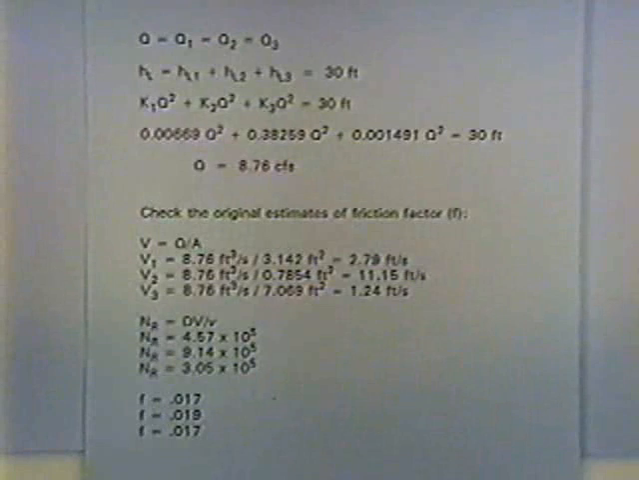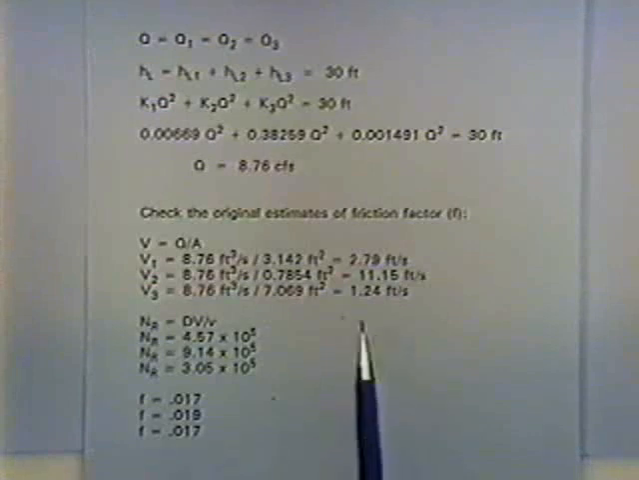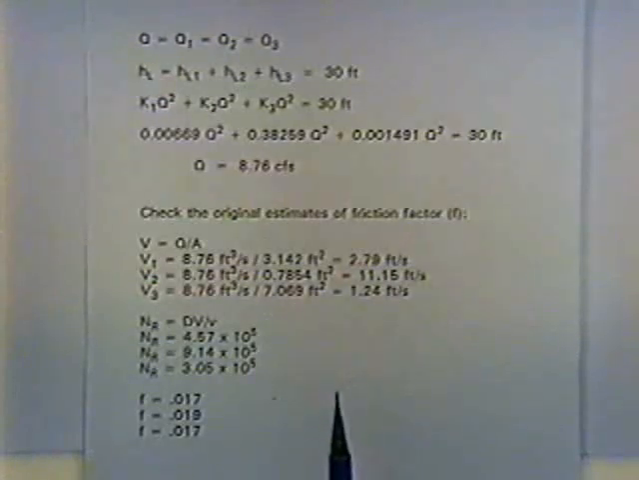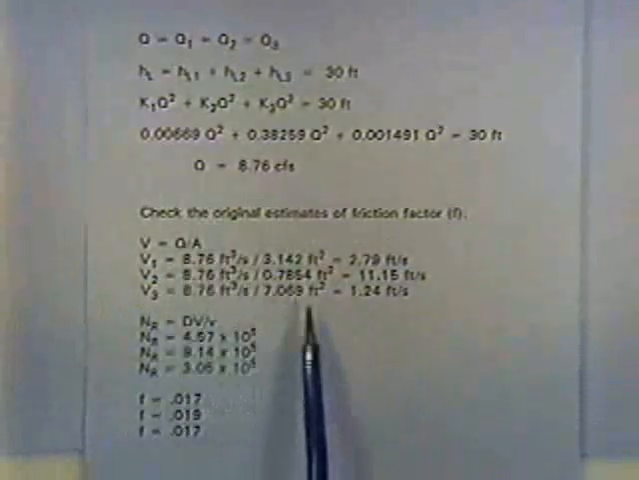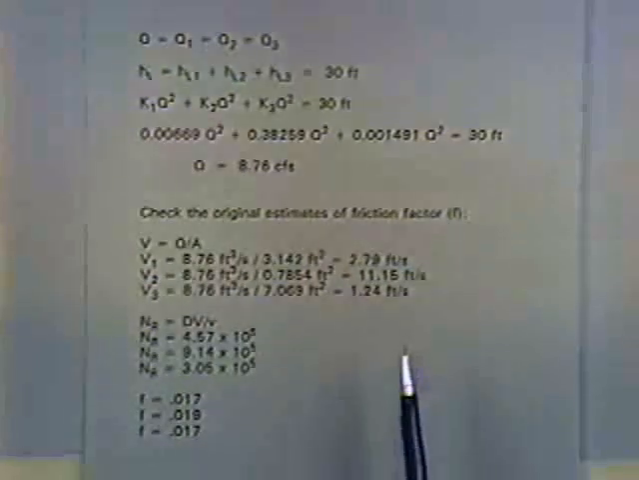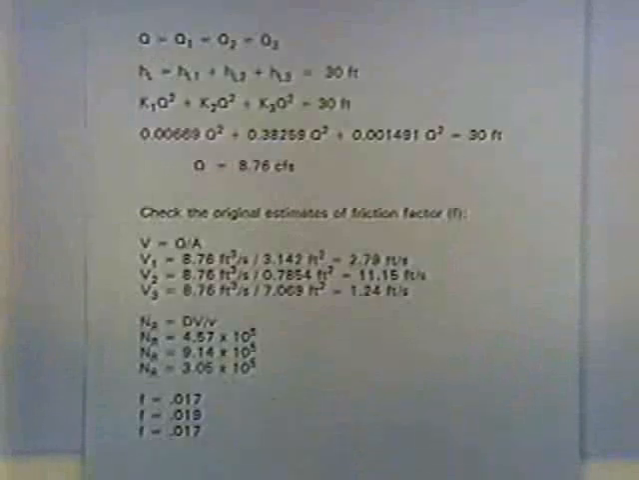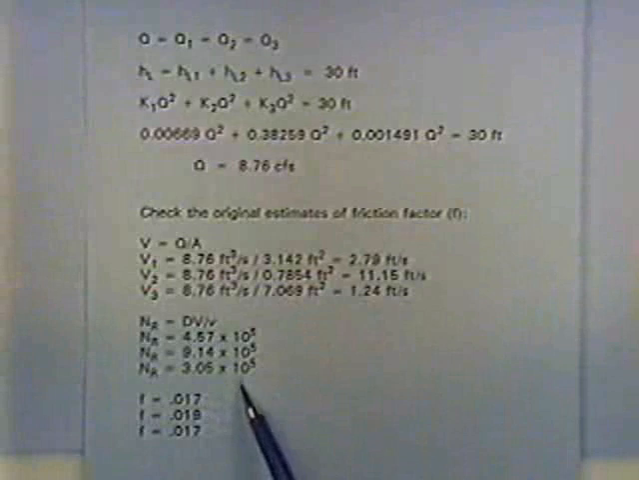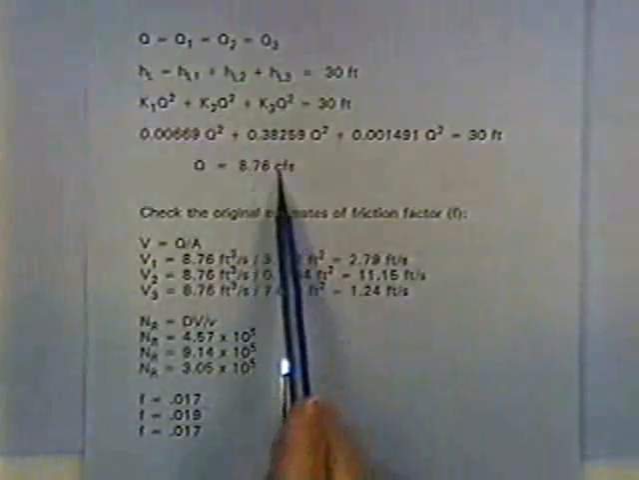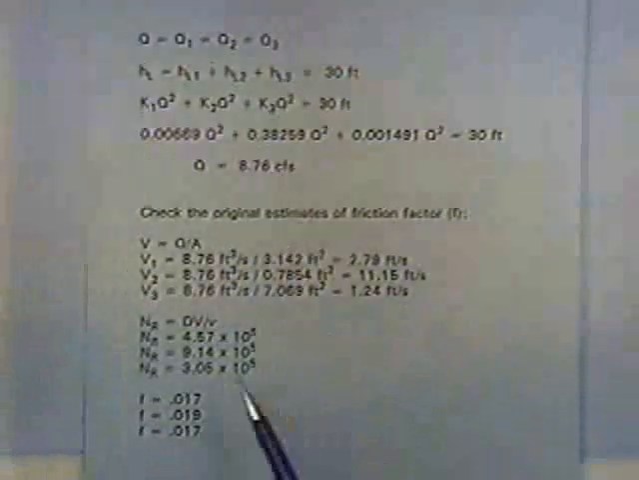But I remember in a lot of problems we are given an F, and in a Professional Engineer's exam they may actually give you F, and you don't even have to go back to check it. But since I estimated them not knowing the velocity, now that I know the discharge, divided by the areas, I can compute the velocity in each pipe. Given the velocity, I can compute the Reynolds number in each pipe. At least I know the Reynolds numbers for that flow rate of 8.76 cubic feet per second.